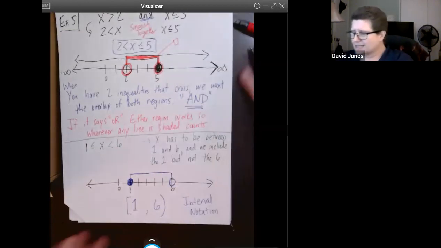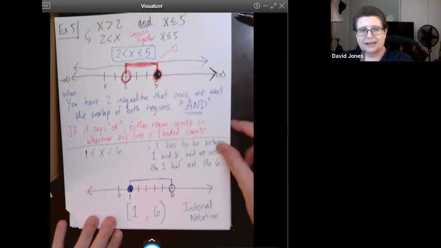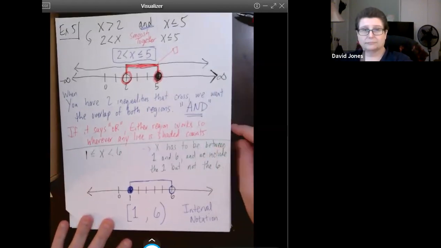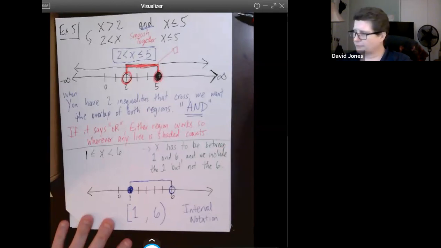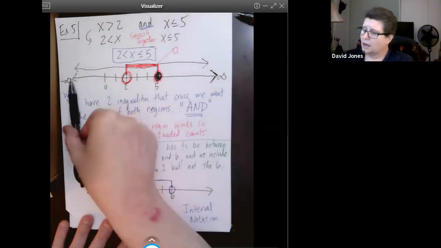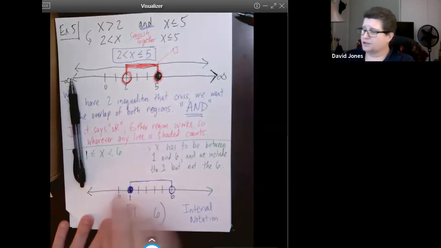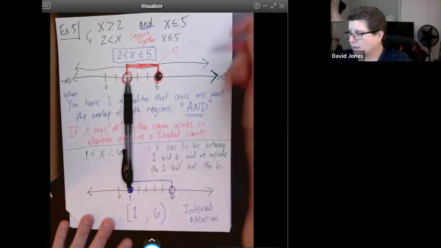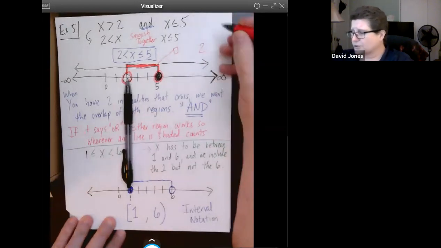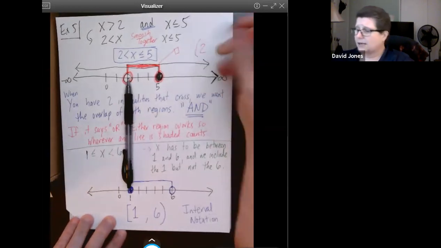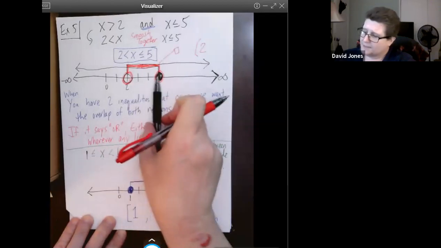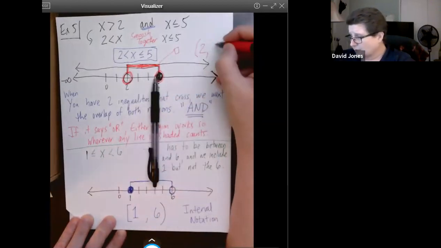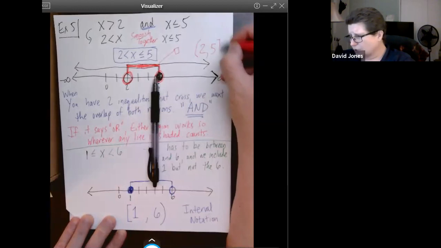Why don't you go back and see if you can write this one up here in interval notation? All right, I'm going to assume you did. We want the shaded region, the red region, so we start at 2. We don't include the 2, so we have a parenthesis, and the interval stops at 5. The 5 is shaded in, we include it, so we put a bracket.